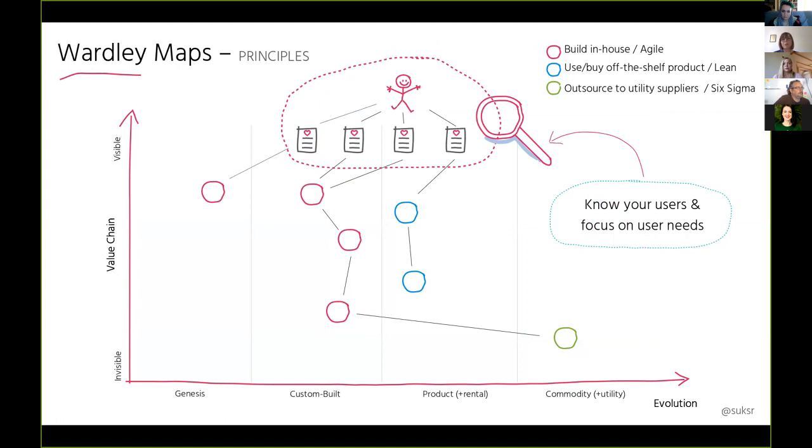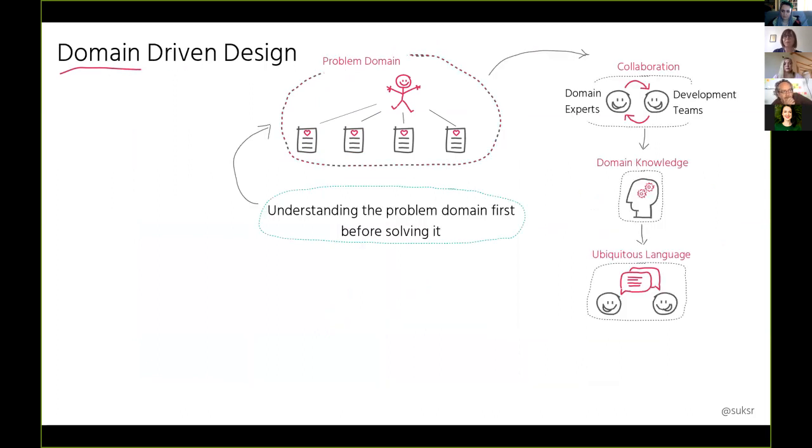And another principle is that it's very important to know your users and focus on the user needs, because the user needs are the subject area for what we build software. So they are the why, the purpose of our business domain. Before we develop a solution that solves our user needs, we need to understand the problem domain first. Since, as I mentioned in the beginning, the lack of domain knowledge could result in poor software quality.